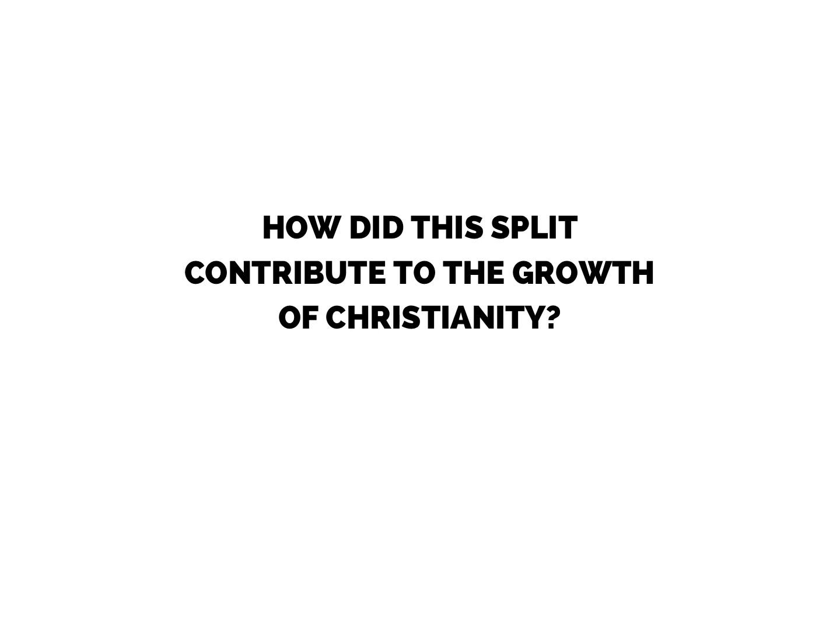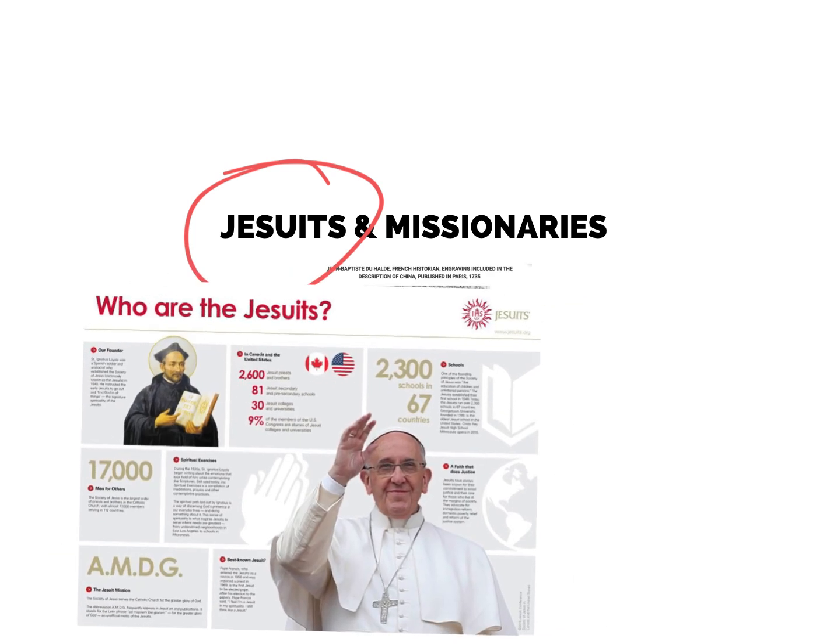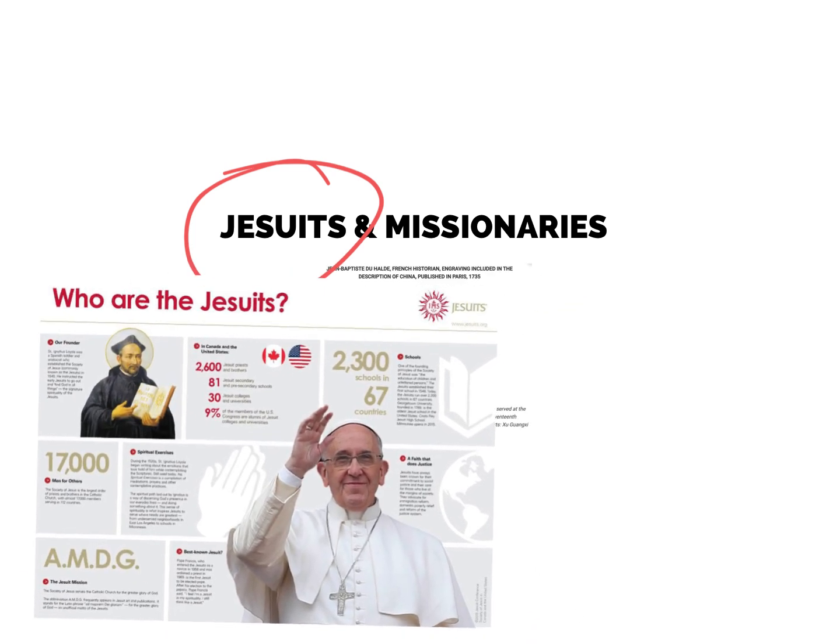So one of the things College Board wants us to take away is that this split really contributed to the growth of Christianity. So here's a major reason why. So one of the groups to come out of this is the Jesuits. So the Jesuits, otherwise known as the Society of Jesus, are founded by a guy named Ignatius of Loyola. And Ignatius of Loyola, he is really committed to reforming and growing the Catholic Church. So he forms the Society of Jesus.